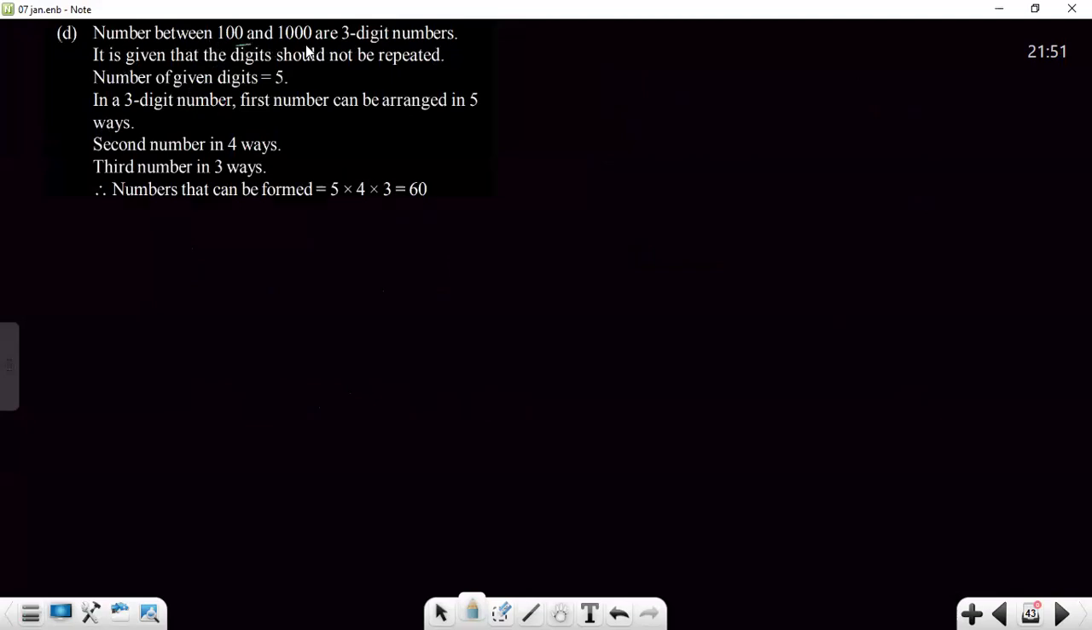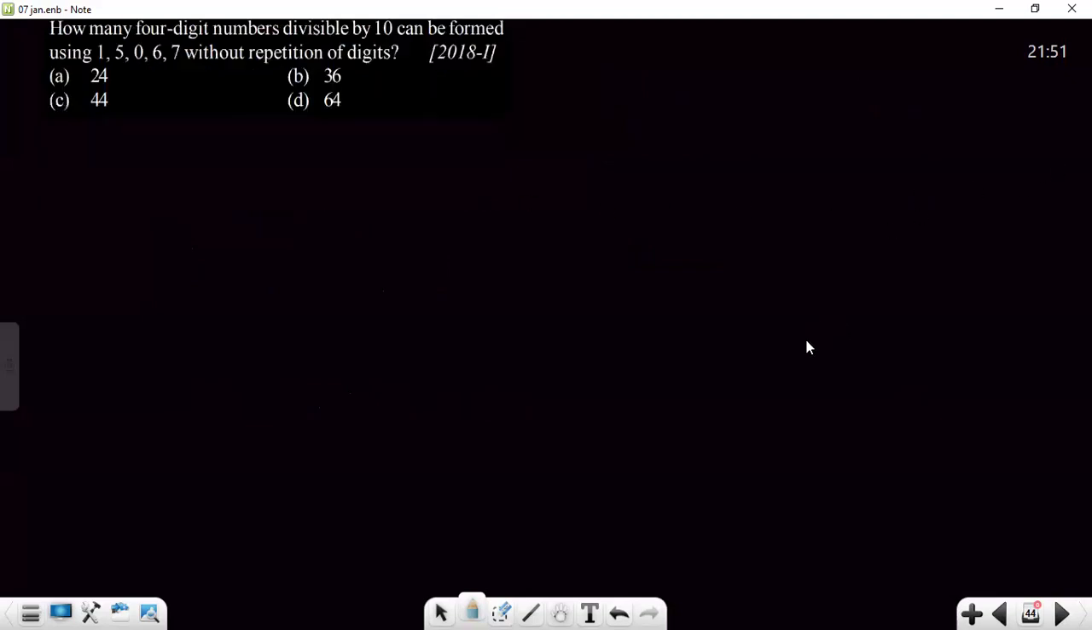See, numbers between 100 and 1000 are 3-digit numbers. It is given that the digits should not be repeated. So the number of given digit choices is 5. In a 3-digit number, the first digit can be arranged in 5 ways, the second in 4 ways, the third in 3 ways. 5 into 4 into 3, 60 is our answer.